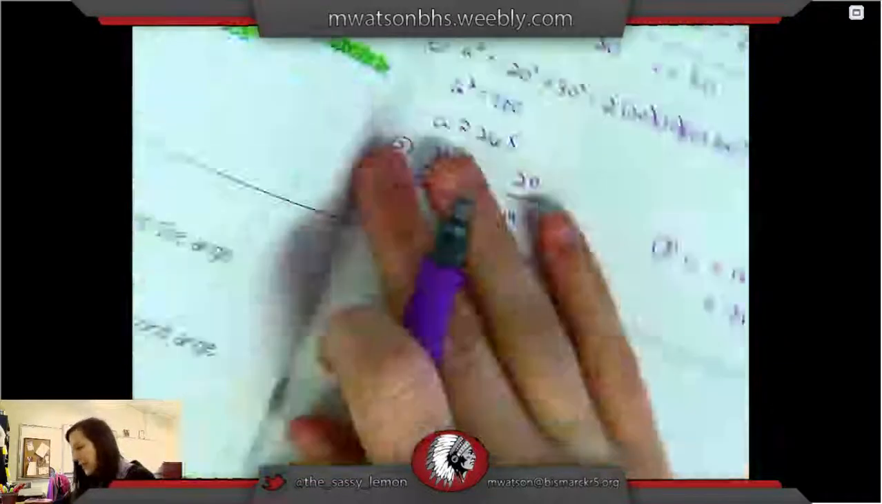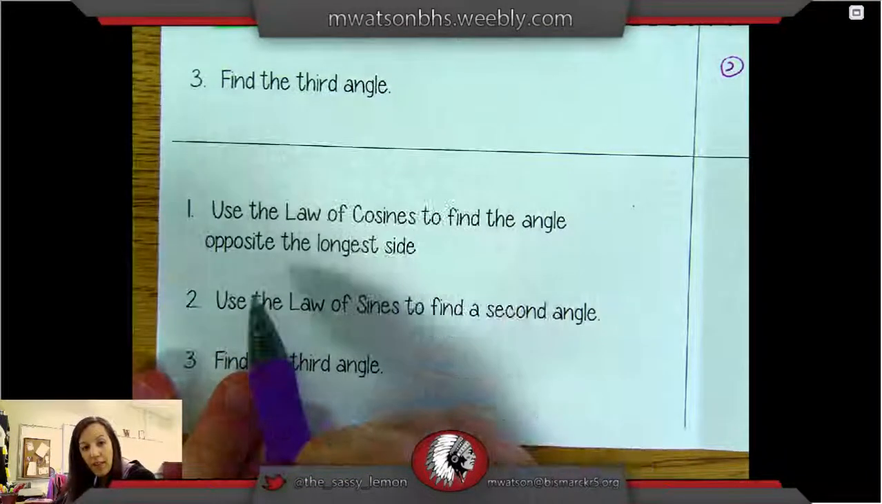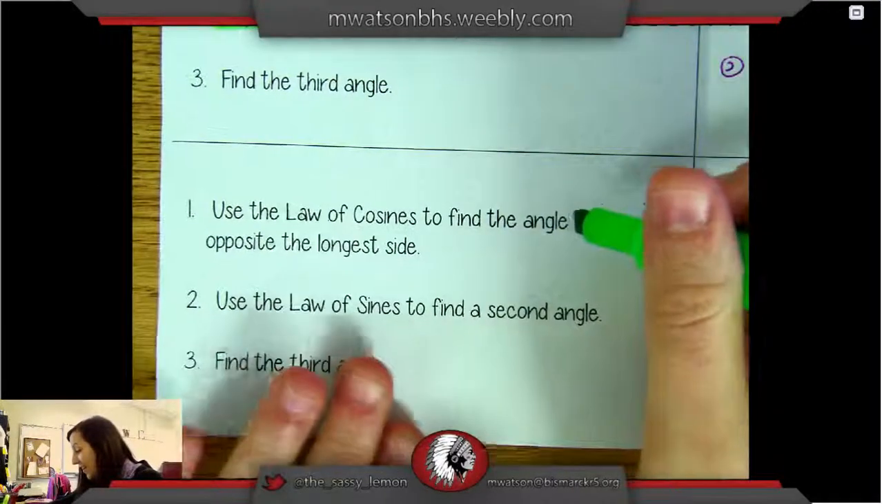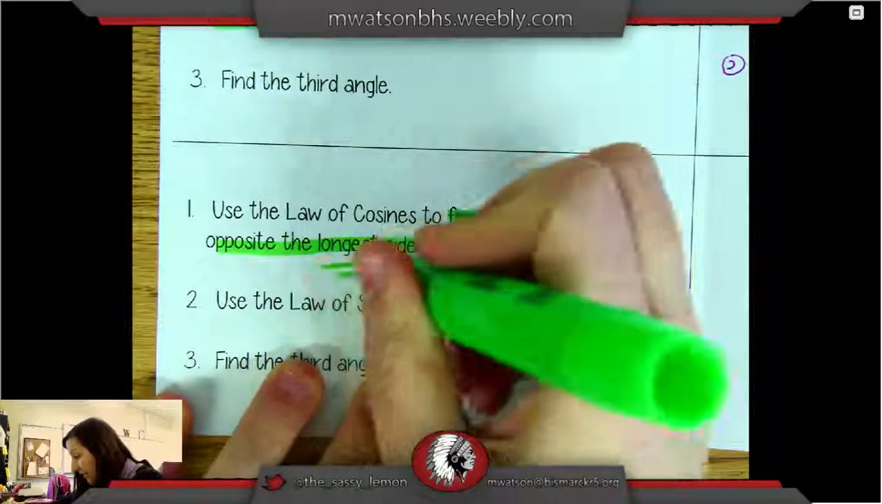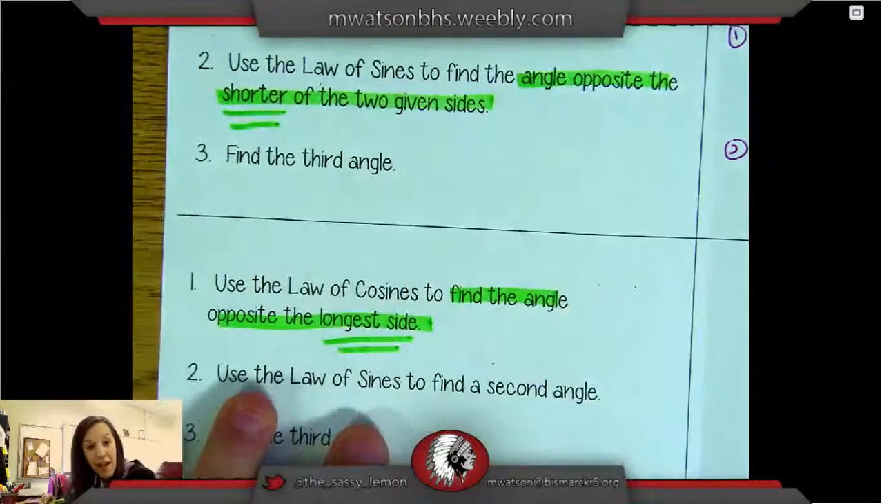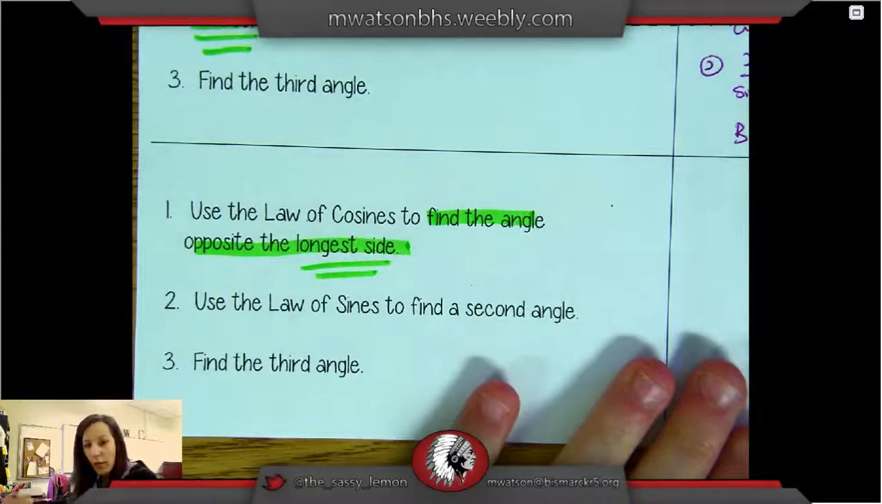Let's see. If we open this up, it says use the law of cosines to find the angle opposite the longest side. So I guessed right. Of course, I'm the teacher. So you're going to find the angle opposite the longest side. That is going to matter. Just like up here with the shorter, it matters. It's going to change your answer.